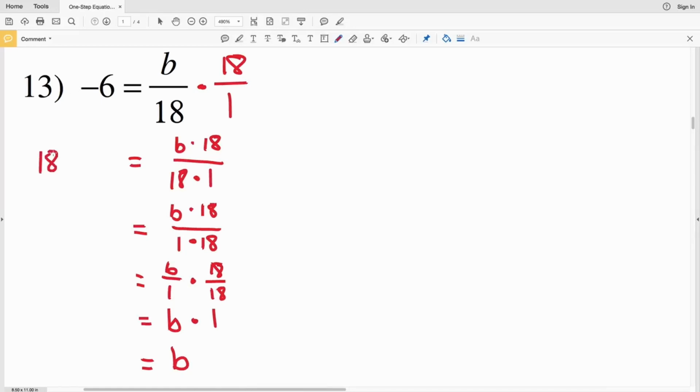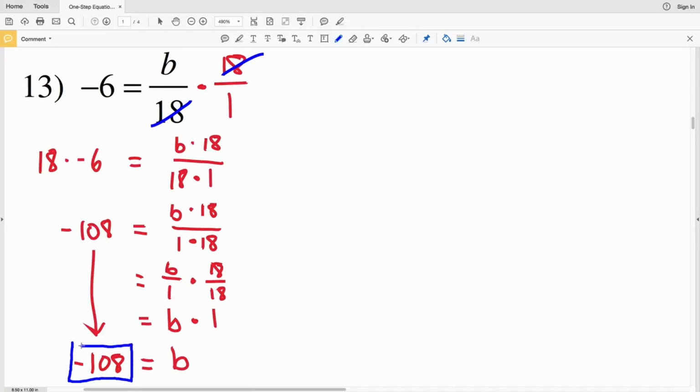So we're going to do 18 times negative 6, which will give us a negative 108. I'm just going to go ahead and bring this down, since negative 108 does not change. So negative 108 is equal to b. And up here you can see that the 18s will cancel each other out to be simply 1, and b times 1, or b divided by 1, is just b. So negative 108 is equal to b.